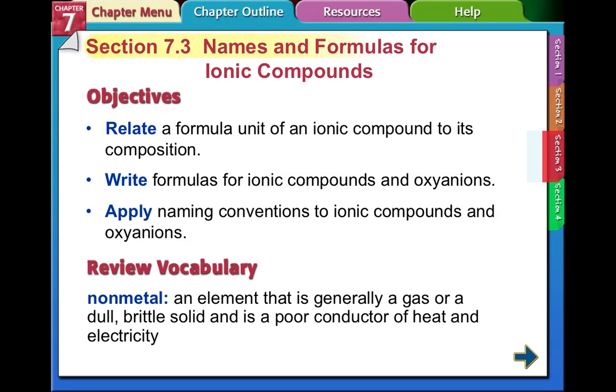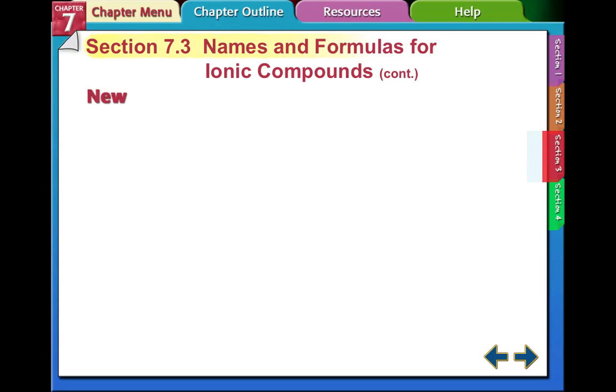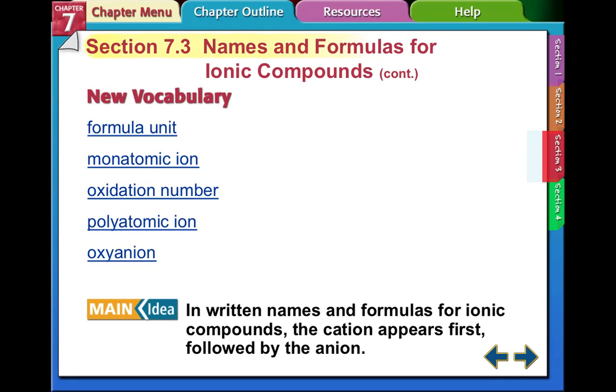Non-metals, remember those are the ones on the right-hand side of the periodic table, and they are elements that are generally gases, dull, brittle, and poor conductors of heat and electricity. The new vocabulary: formula unit, monatomic ion, oxidation number, polyatomic ion, and oxyanion.